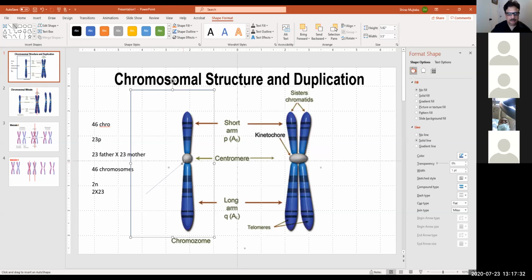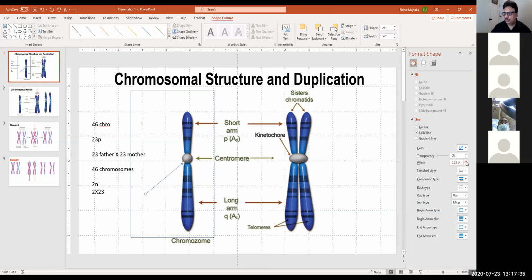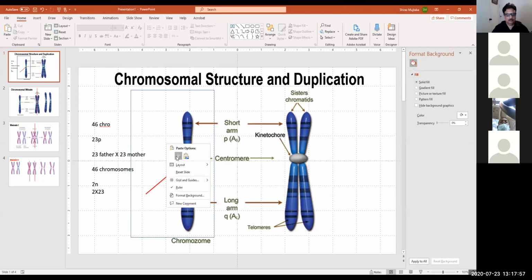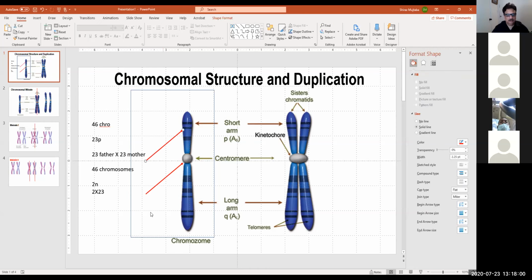A central piece, to which all the chromosomes attach, is called the centromere, the central part. To this is attached the chromatid. So this is one chromatid and this is another chromatid. Right? So this is one chromosome, right? Central centromere, and the centromere is attached to chromatids.